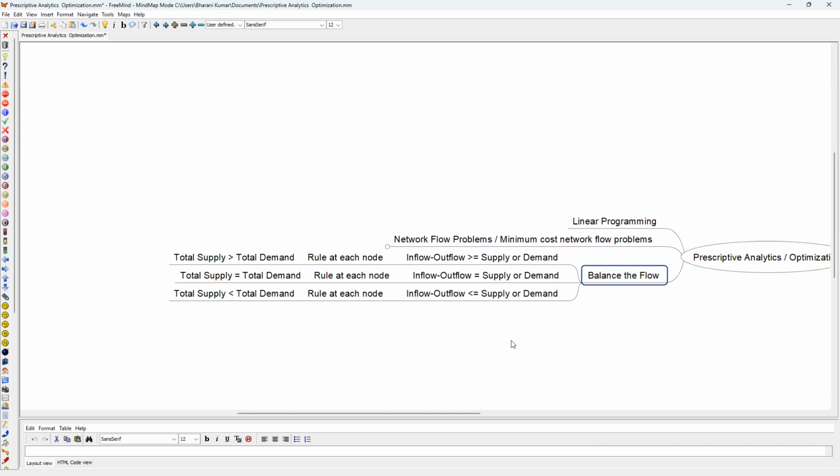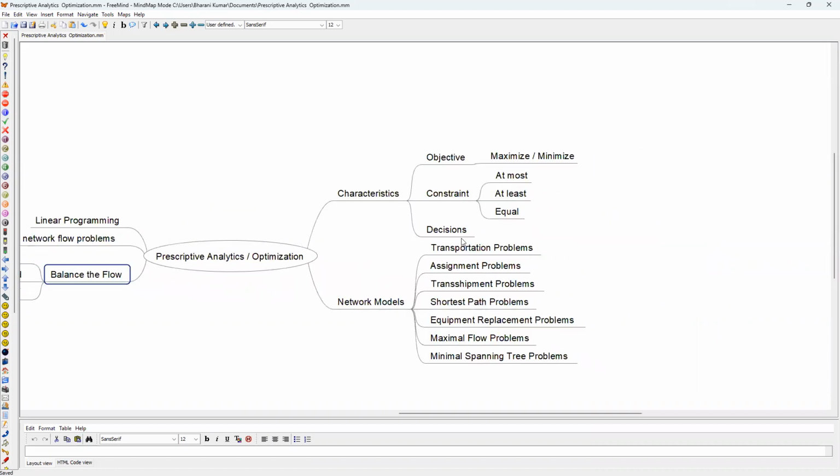Let's look at transportation problems first. Let me now get back to the transportation problem. In this we'll look at both transportation, then assignment, then transshipment, then shortest path. Okay, let's go on.